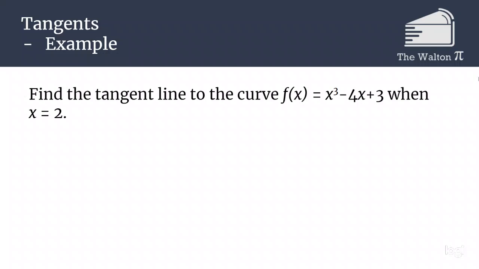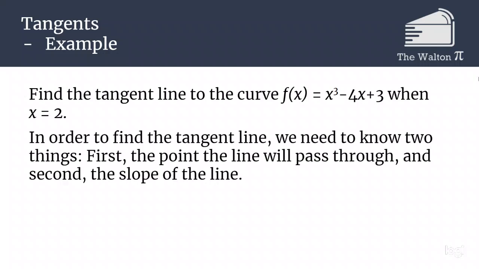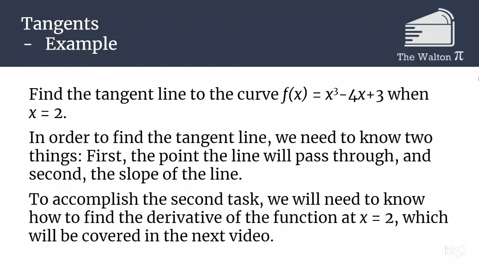So an example is, let's try and find the tangent line to the curve f of x equals x cubed minus 4x plus 3 when x is equal to 2. So we're going to need two things to figure out what the tangent line is. First, we need to know the point on the line where it passes through, and second, the slope of the line. To figure out the slope of the line, we're going to need to know how to find the derivative of a function at a point, and that's going to be covered in the next video.